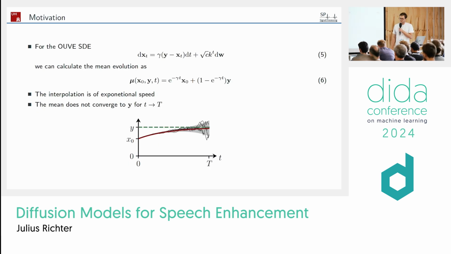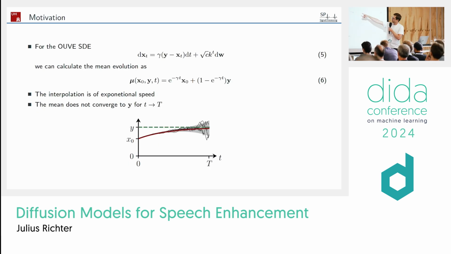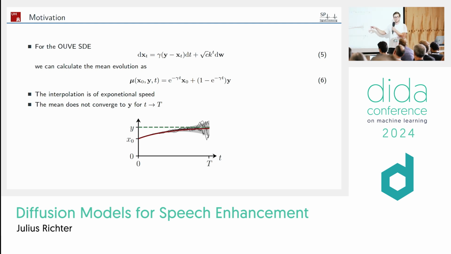So yeah, we've seen the forward SDE for the UVE, so for the baseline, and now you can basically calculate the mean evolution of the process state. And this results in this linear interpolation. Interpolation is of exponential speed, as you can see. So I also plotted this here. So you drift towards the y, and you get less and less the speed.